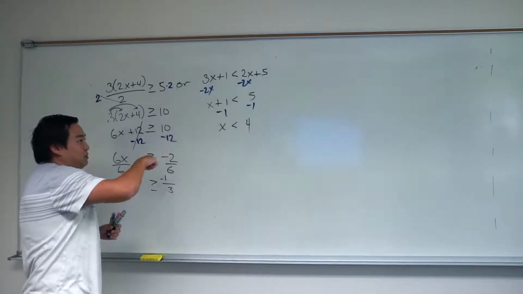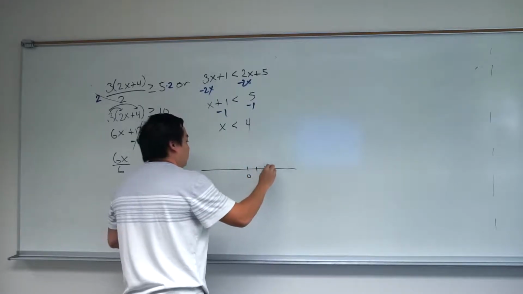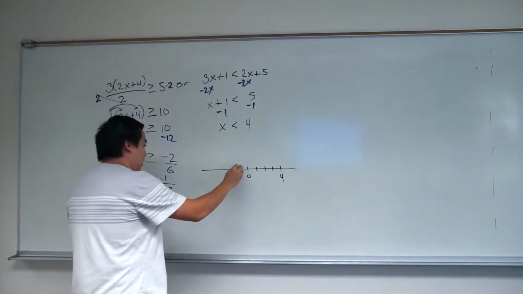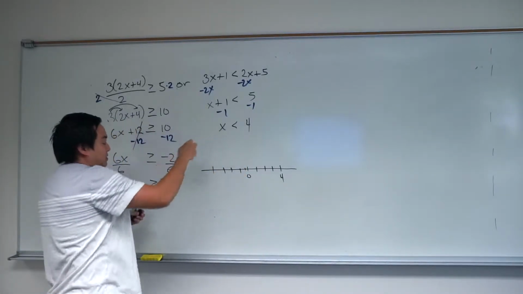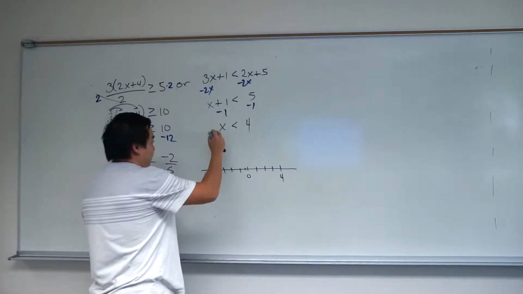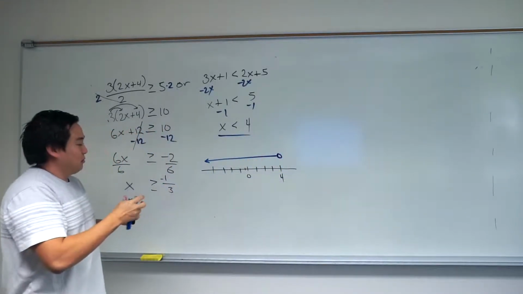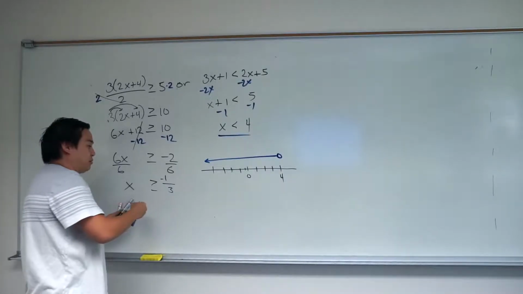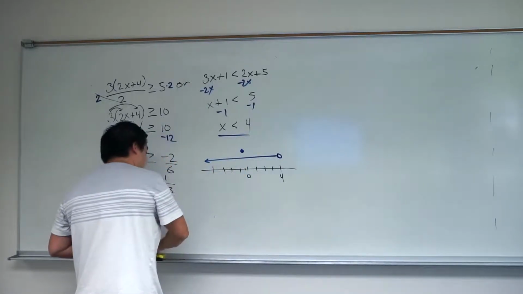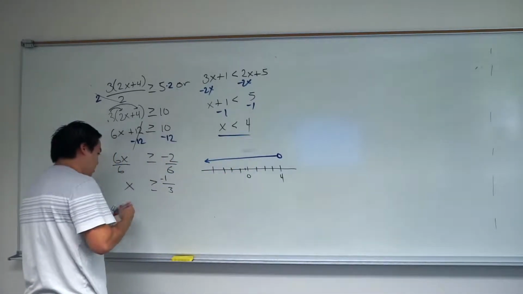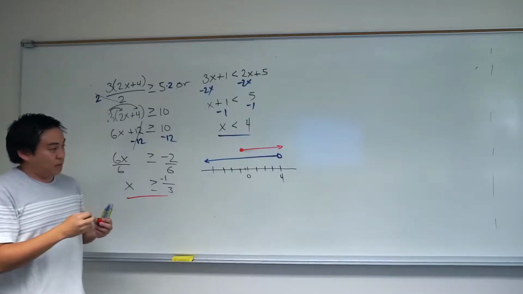So the next step, once you have both of these two, is to draw the graph. So let's draw it on the number line. There's 4, and negative 1/3 is right about there. So x less than 4 is to the left of 4. And x being greater than or equal to negative 1/3 is to the right of negative 1/3. And it's closed, or equal to, at that point.